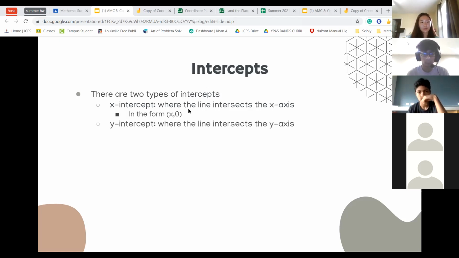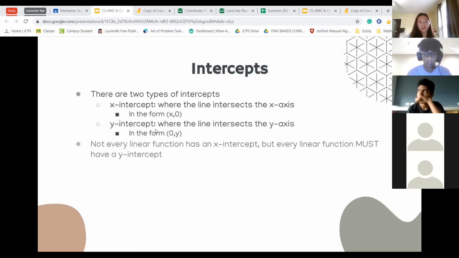And the y-intercept is where the line intersects the y-axis, which is the vertical line on the coordinate plane. This is in the form of 0, y. Not every linear function has an x-intercept, but every linear function must have a y-intercept. A horizontal line that only has a y-intercept is a function, but a vertical line that only has an x-intercept is not a function.